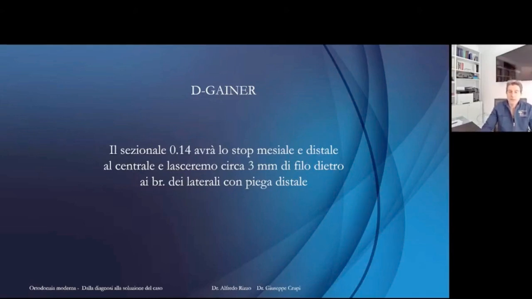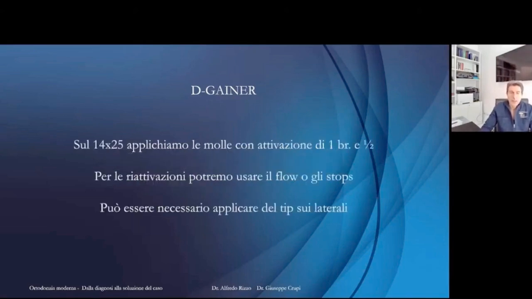At the beginning, when we use the 0.14 arch wire, we need to have mesial and distal stops in the center, and we leave about 3 millimeters of arch wire behind the bracket of the lateral incisors with a distal fold so that the springs can work to their full potential. The open coil springs on the 14/25 copper nitai arch wire should be activated on one bracket and a half. This activation creates enough space for the eruption of the permanent teeth, and it's not overpowering the teeth.